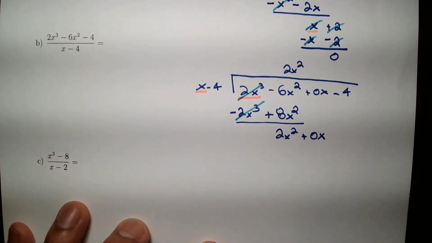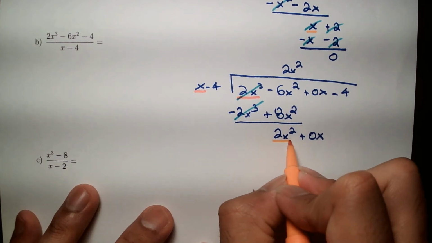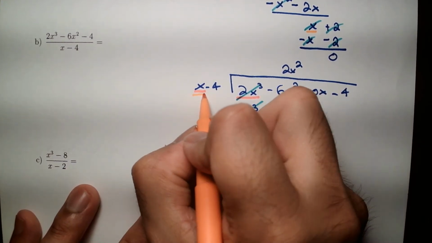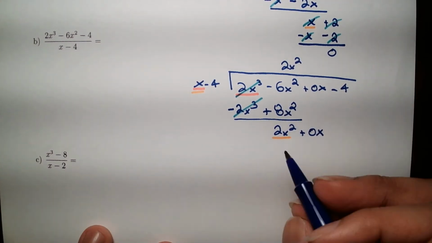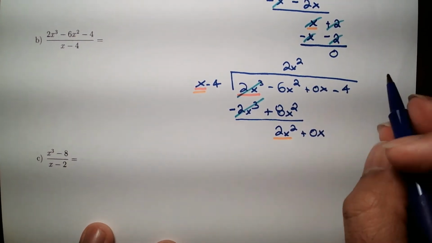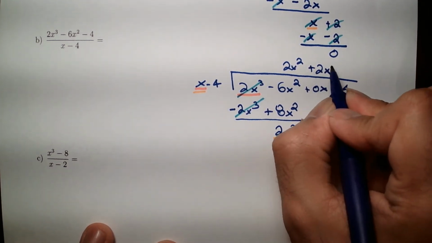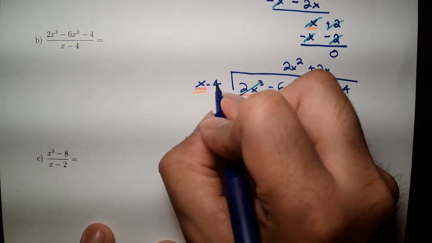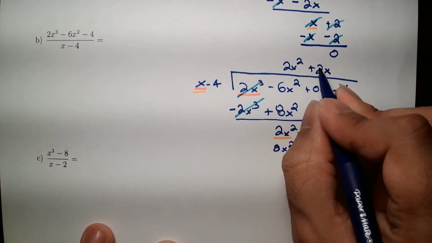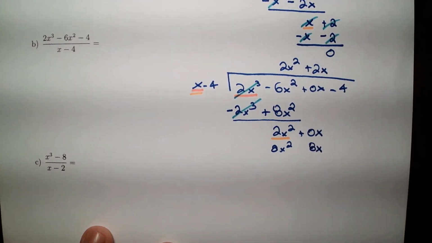Alright, so what are we going to do in this case? Well, divide the leading term of this guy by the leading term of the divisor. So 2x squared over x, that's 2x. And we're going to multiply 2x times x, that's going to give us 2x squared. 2x times negative 4, well, 2x times 4, that's 8x. But we need to change the signs of what we get.